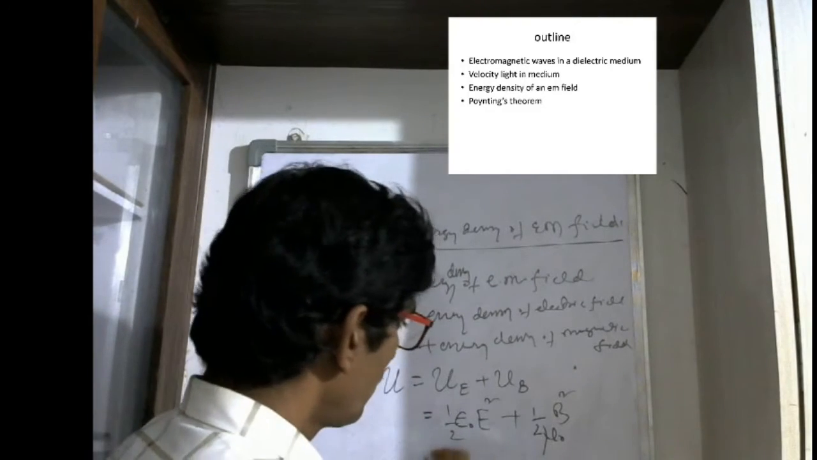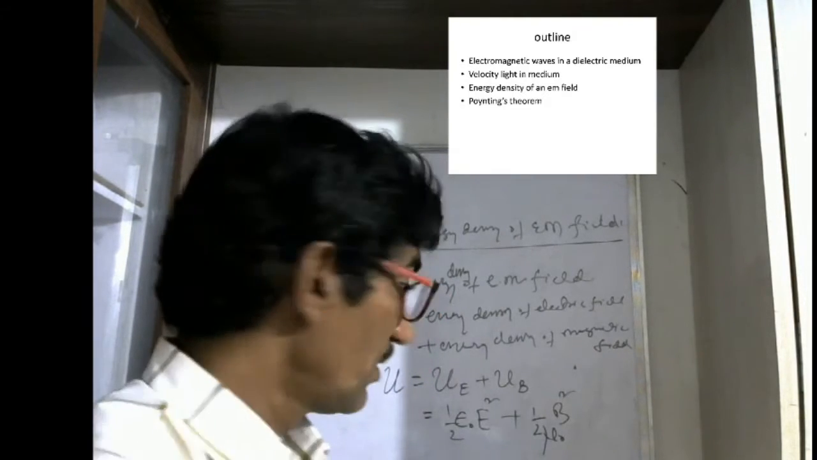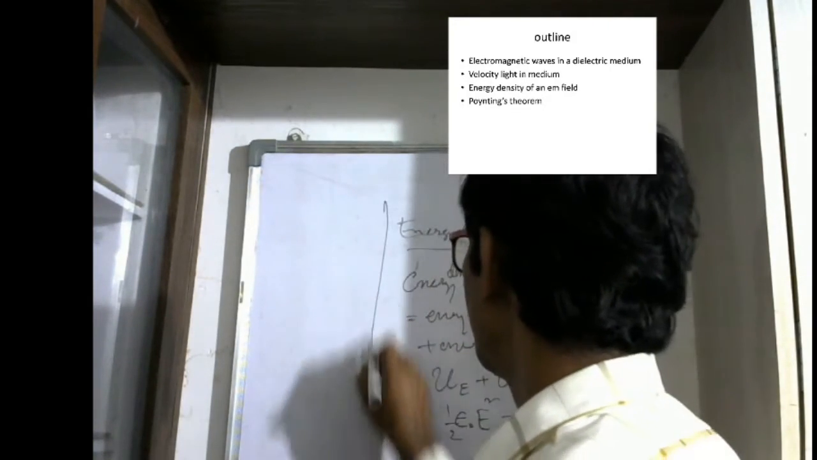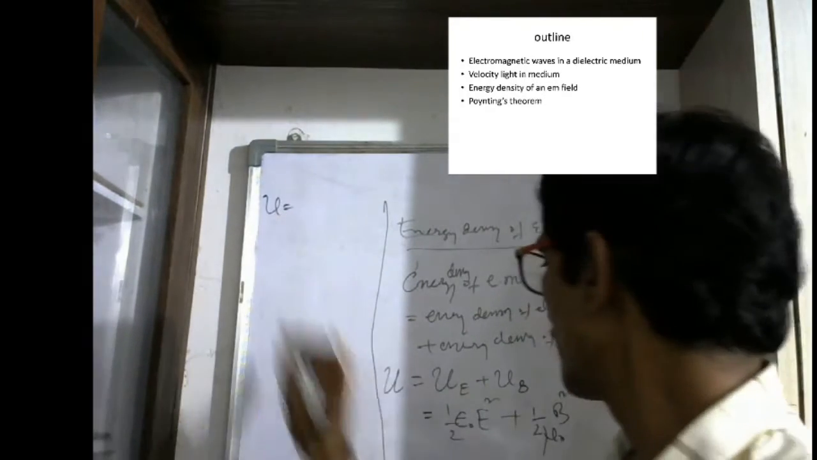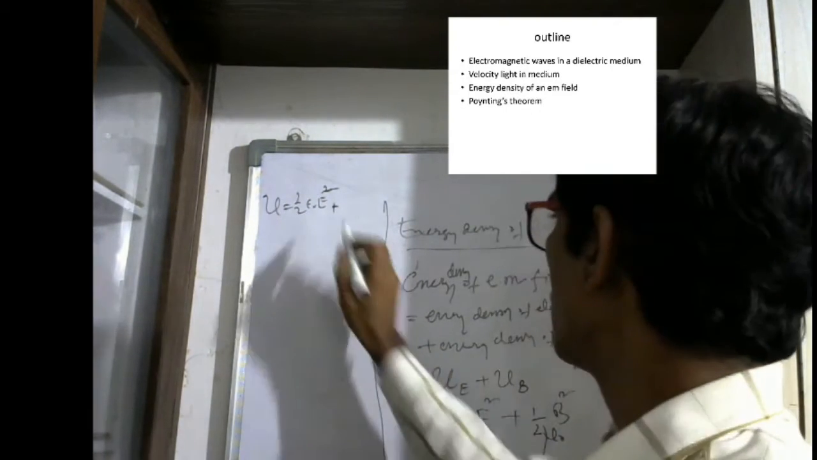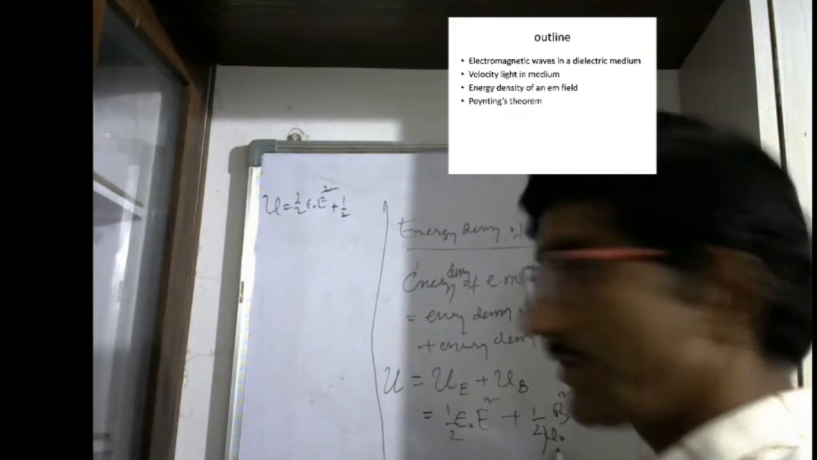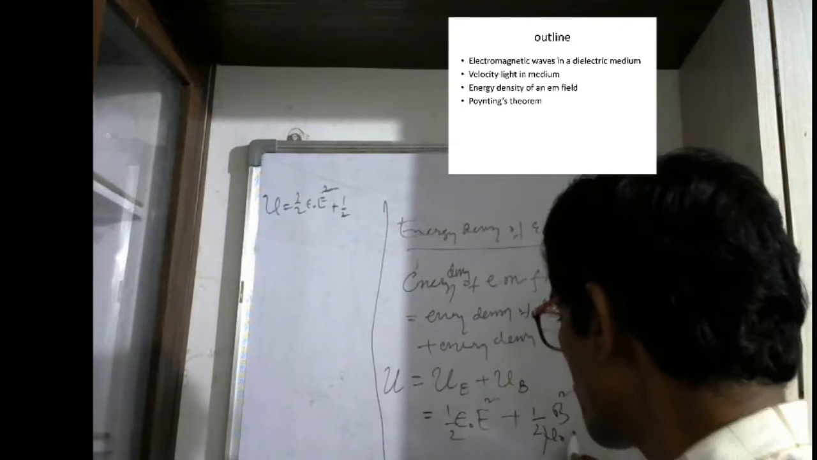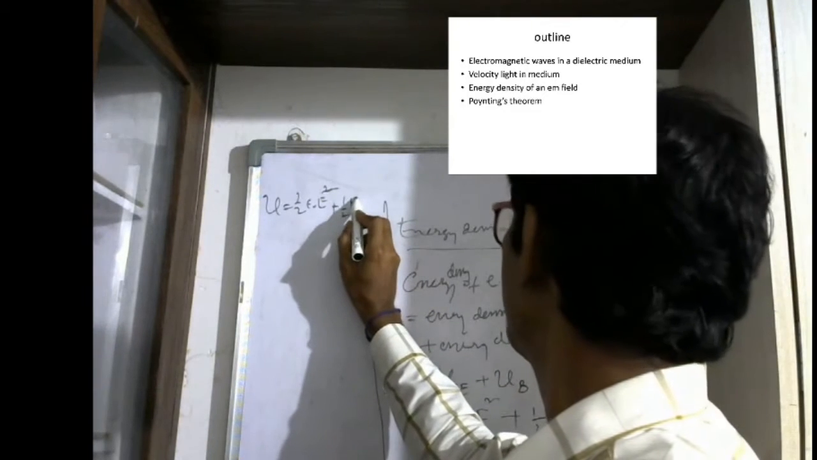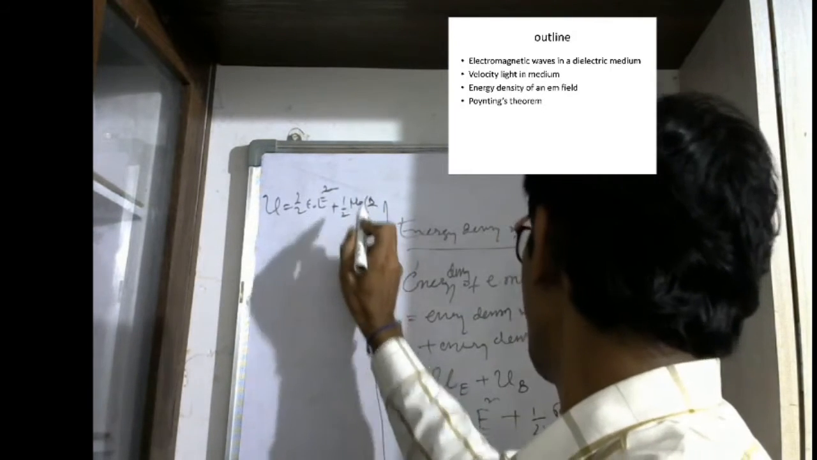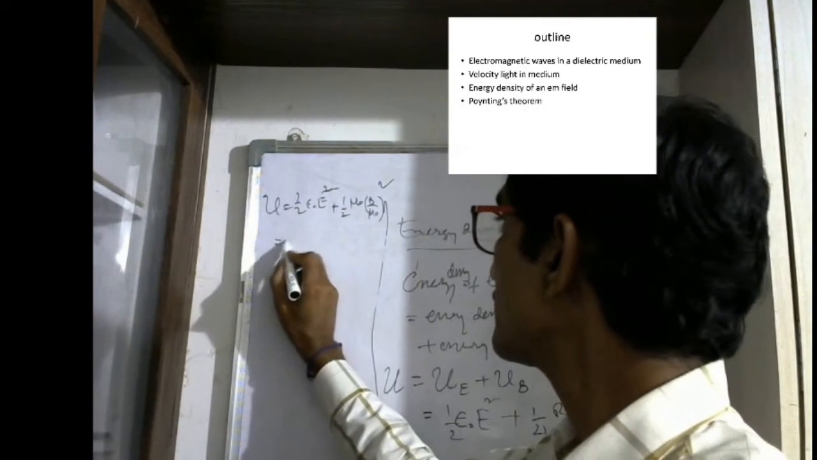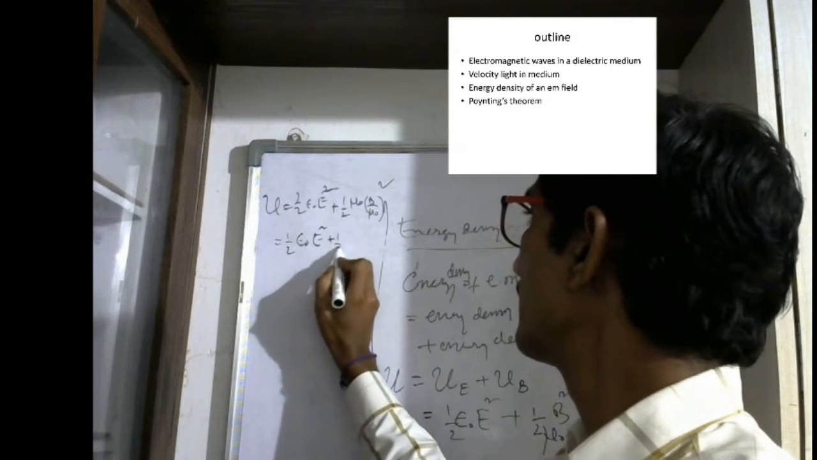So U is equal to half epsilon naught E square plus 1 by 2 mu naught B square. You multiply with mu naught here, otherwise you write mu naught both in the numerator and denominator. Then what happens? Half mu naught, this is B square, here you get mu naught square. So this is equal to half epsilon naught E square plus half of mu naught times B by mu whole square.